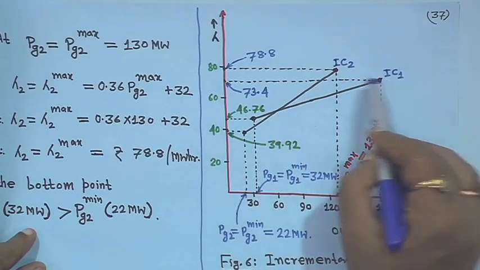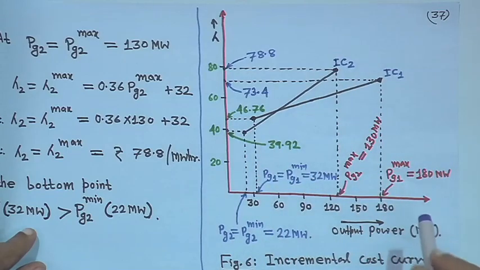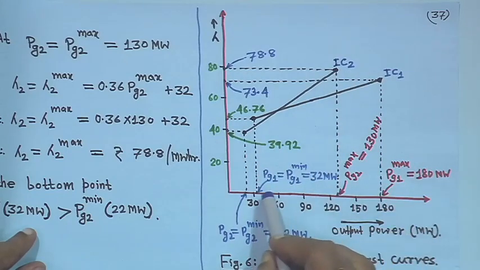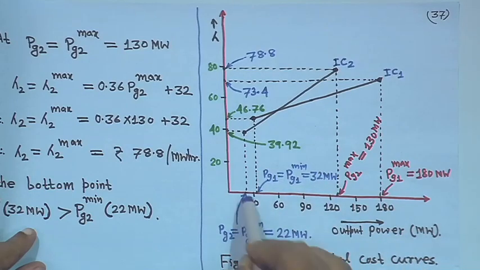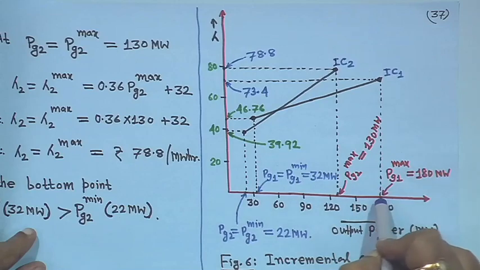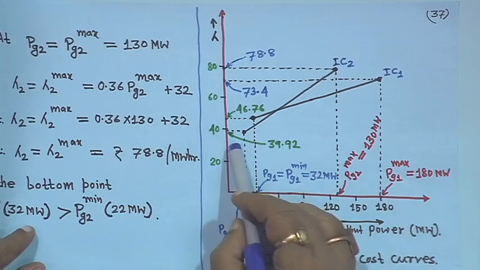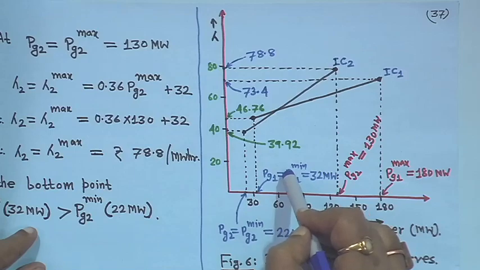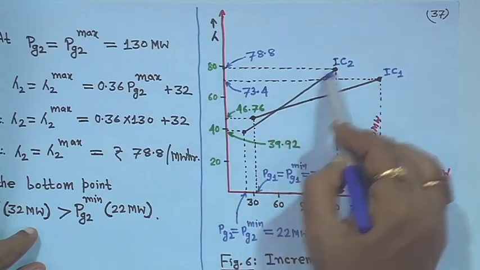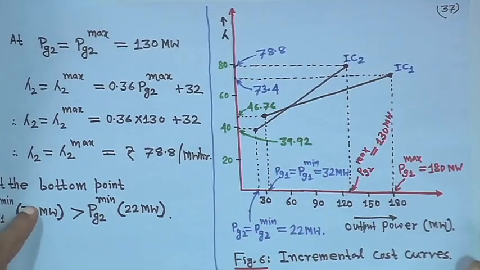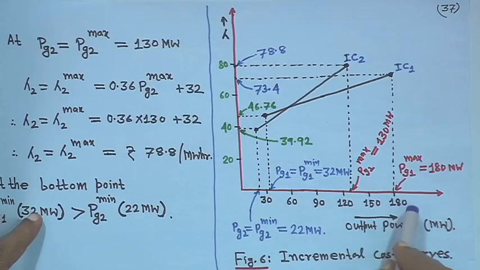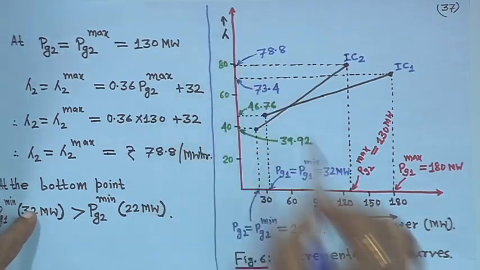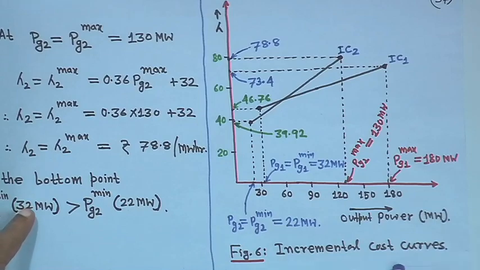This way IC1, IC2 are plotted, and PG1 min is shown, PG2 min is also shown, PG1 max is here, PG2 max is here, and lambda values minimum and maximum values are computed. Accordingly, these two IC curves are straight lines actually, this is drawn. This side is the output power in megawatt, and this is lambda, and these are the incremental cost curves.